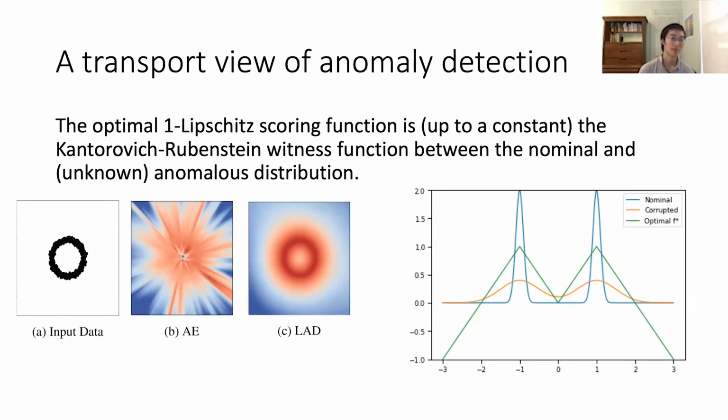And so we base our discriminator on an optimal transport view. We're looking for the one-Lipschitz scoring function, up to a constant, that is the Kantorovich-Rubinstein witness function between the nominal and the unknown anomalous distribution. So take the picture on the right, for instance. Blue is the nominal distribution. Orange is the corrupted distribution, and the optimal F between the two, the scoring function, would be the green.